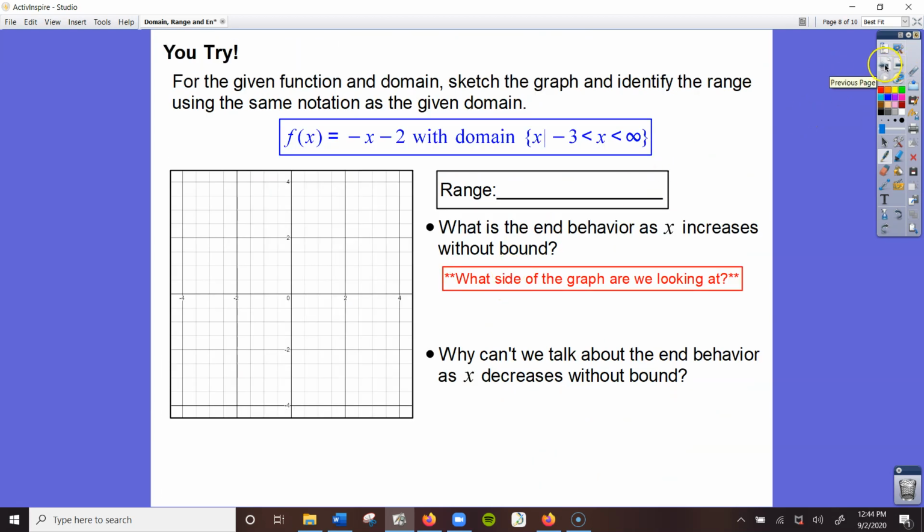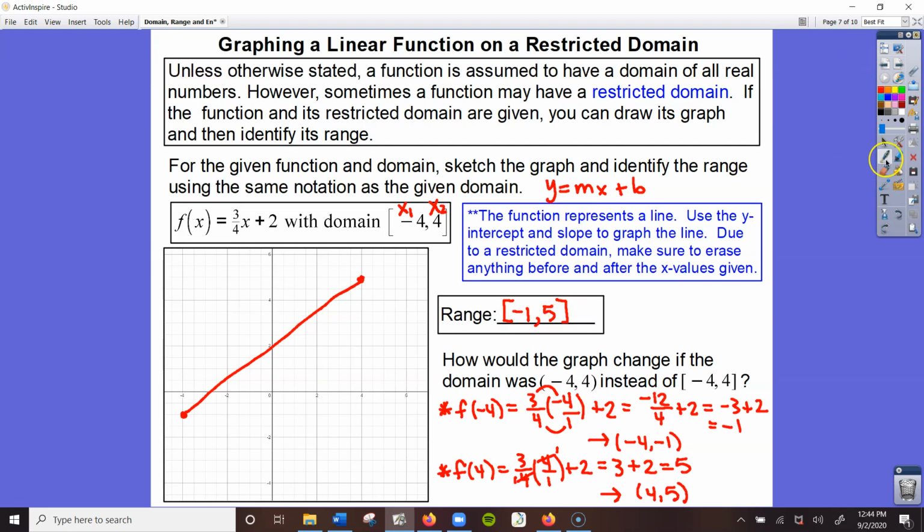Whoops, I forgot to answer a question here. Sorry about that. This question reads, how would the graph change if the domain was parentheses -4 to 4 instead of bracket -4 to 4? Now, if it was a parentheses, that indicates that these endpoints would not be included. So what I would do is, instead of that solid circle, I would use an open circle instead.